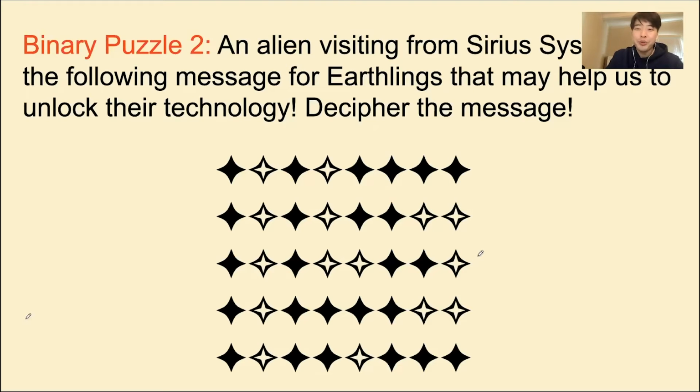Now, puzzle number 2, right? An alien visited or is visiting from the Sirius system. Sirius is a star system near us. It's really bright, right? And it left the following message for Earthlings like us that may help us to unlock their technology. Very exciting. Decipher the following message. Now let's count the number of stars. By the way, you can pause right now so you can do it on your own, but I can give you a little hint, okay?